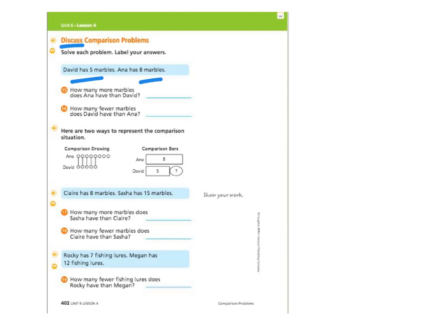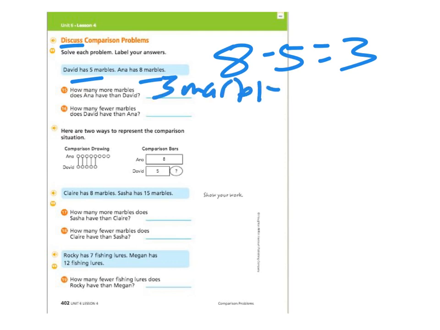So David has 5 marbles, Anna has 8 marbles. How many more marbles does Anna have than David? Well, it's just finding the difference. So it'd be 3 marbles. So how many fewer marbles does David have than Anna? Or how many more marbles does Anna have? 3 marbles. How many fewer? That's also 3 marbles. And then there's this comparison drawing.